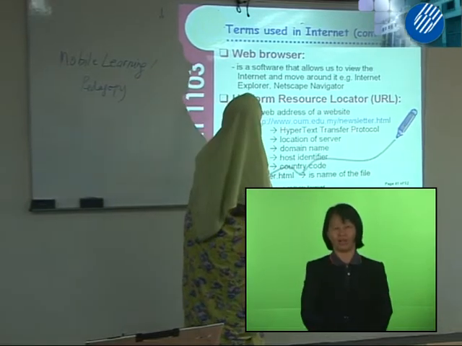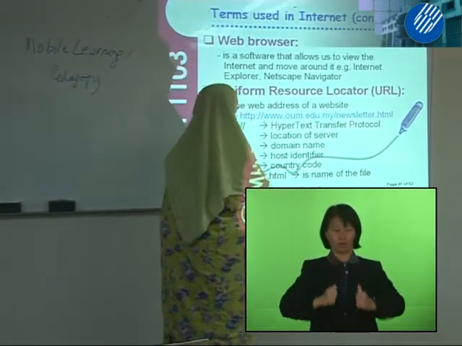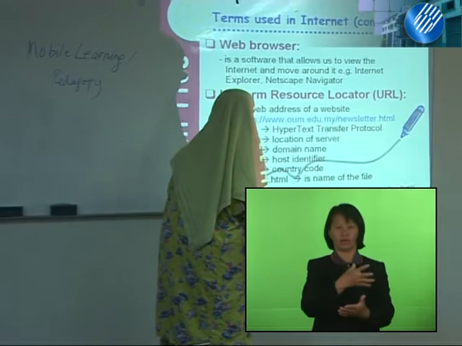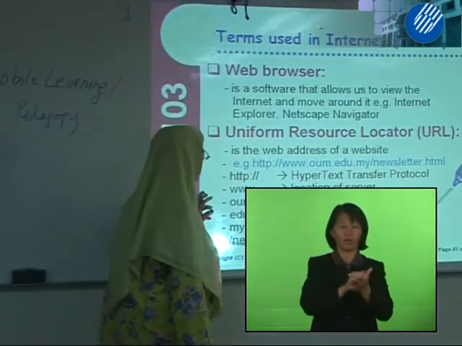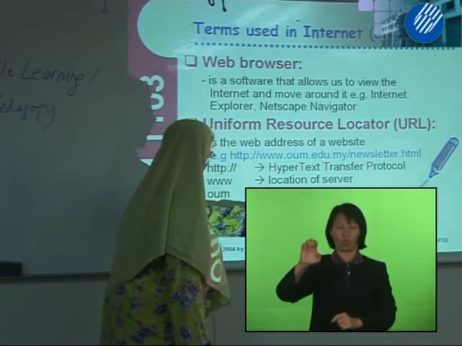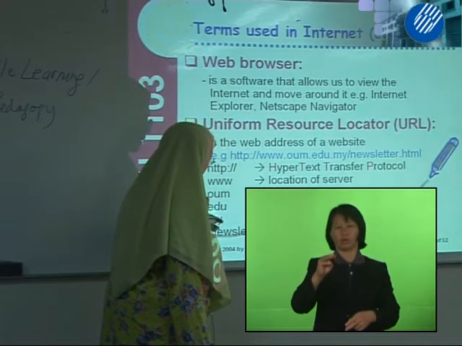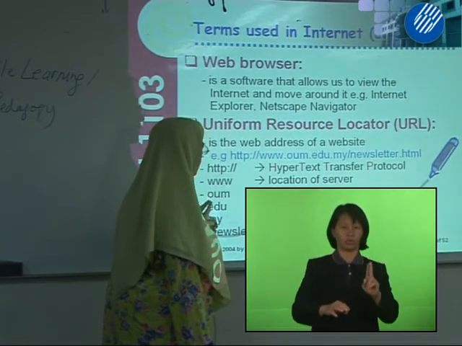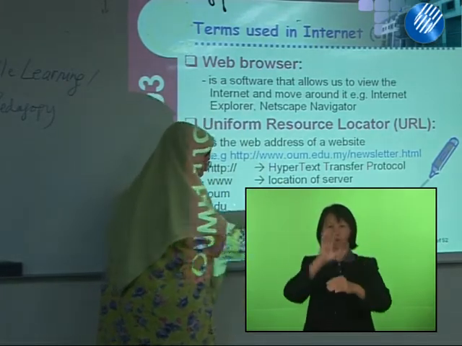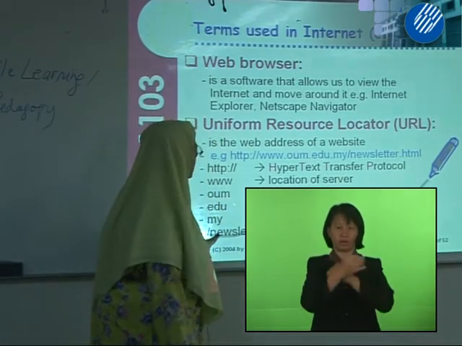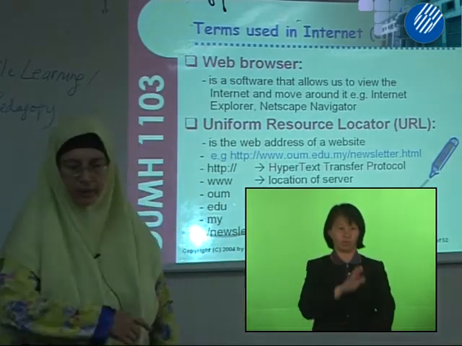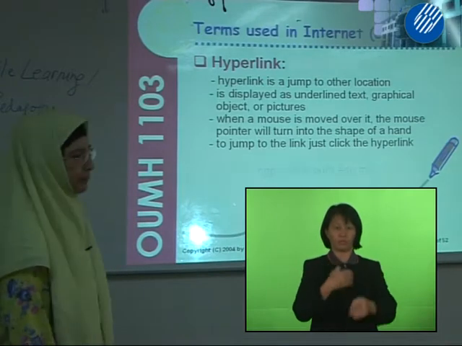Okay, then you have the URL, which is the web address. It comes in this form with the HTTP, a colon and slashes, and what each one of these refers to. HTTP is hypertext transfer protocol. This refers to the server location. This is the name of the domain. OUM is the domain. EDU is the host. The identifier is education, so it's EDU. MY refers to your country code. And the last one here at the back, the newsletter, is the name of the file. Okay, please be aware and get the hang of that.